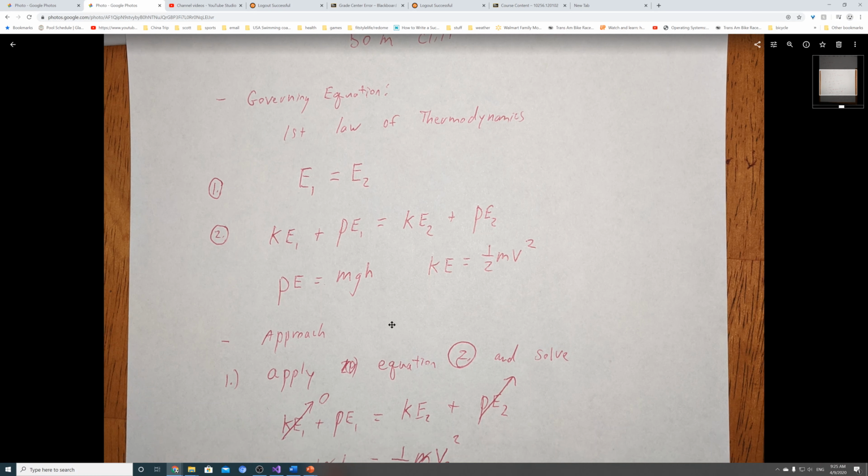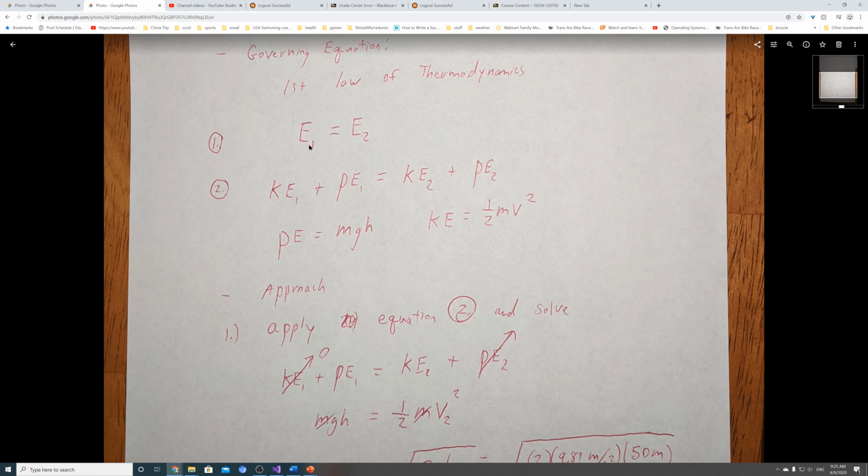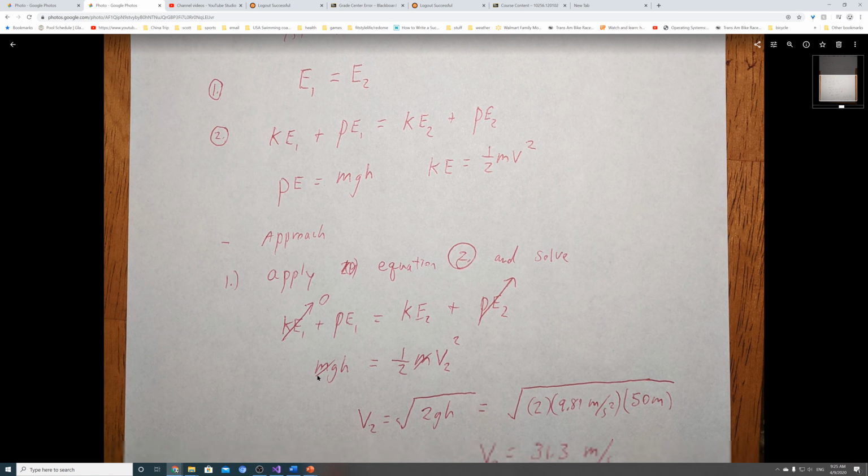So we start with equation 2, which gives the details behind equation 1. What we recognize is there's no initial kinetic energy, just potential energy at the beginning. And at the end, just before it hits the ground, there's no potential energy, just kinetic energy. So we write out the potential energy on one side and the kinetic energy on the other side. And what we recognize is that the mass cancels out.